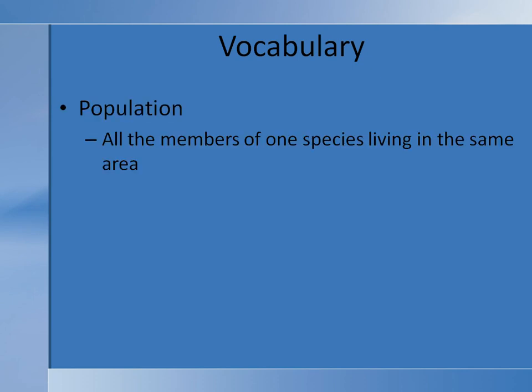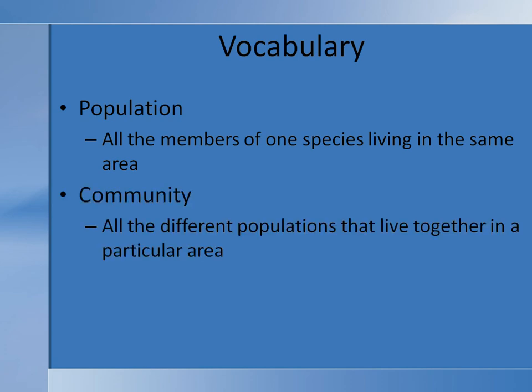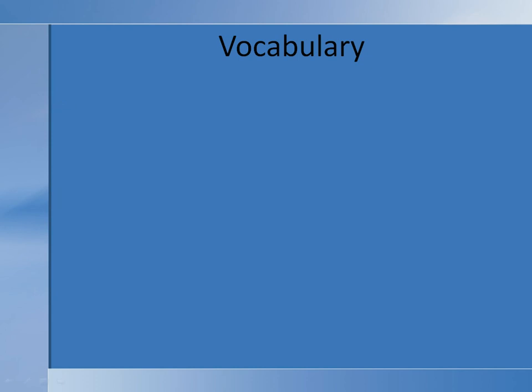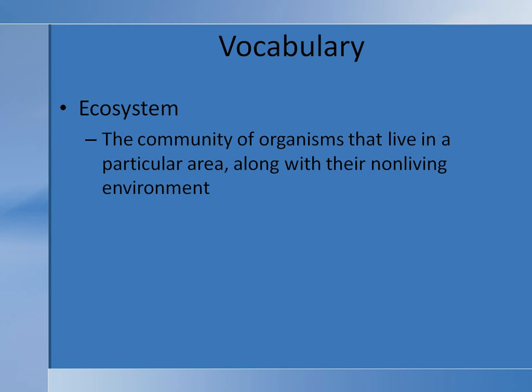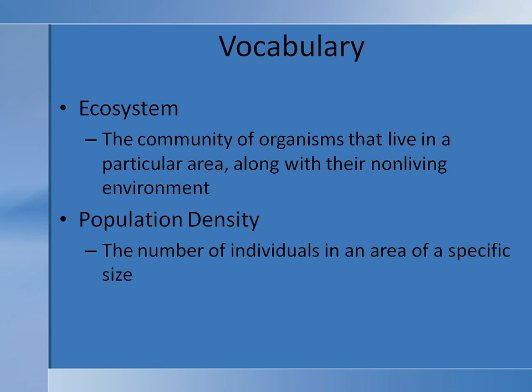We then talked about populations, which are all the members of one species living in the same area. And this then relates into communities, which are all the different populations that live together in a particular area. Then there's ecosystem, which is the community of organisms that live in a particular area along with their non-living environment. And population density, which is the number of individuals in an area of a specific size.